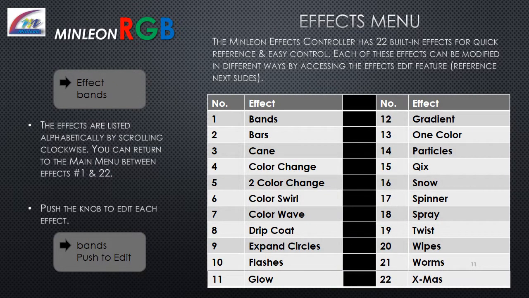The Effects menu. The Minleon Effects controller has 22 built-in effects for quick reference and easy control. Each of these effects can be modified in different ways by accessing the Effects Edit feature. The effects are listed alphabetically by scrolling clockwise. You can return to the main menu between effect number 1 and 22. Push the knob to edit each effect.